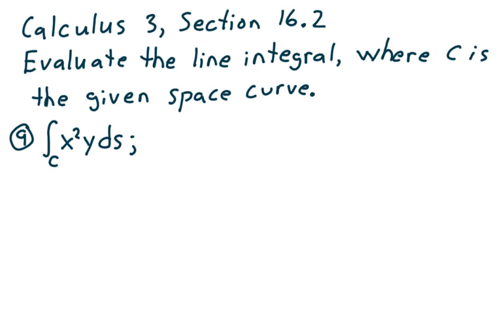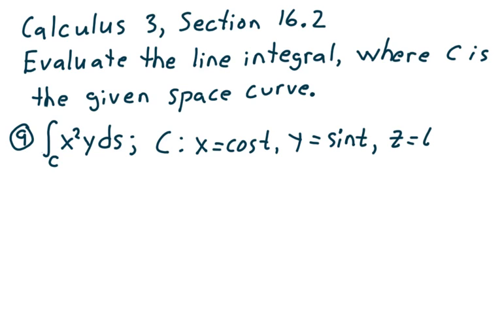And C is given by the parametric equations x equals cosine t, y equals sine t, z equals t, and t is less than or equal to pi over 2 and greater than or equal to 0.